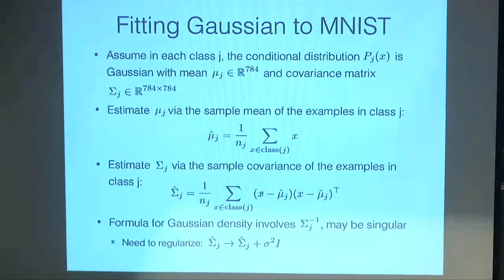You center that using your estimated mean factor, and then you form this matrix, and then you sum them all up together and take the average. So that gives you an estimator of the covariance matrix.